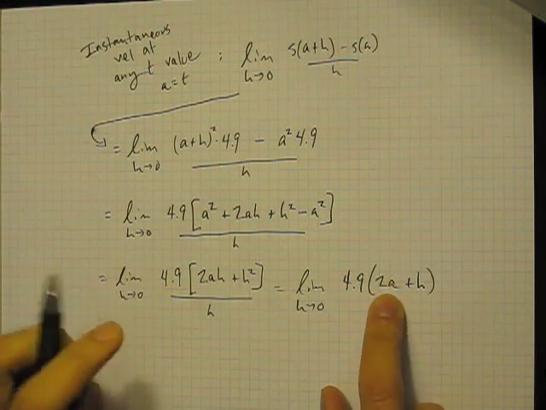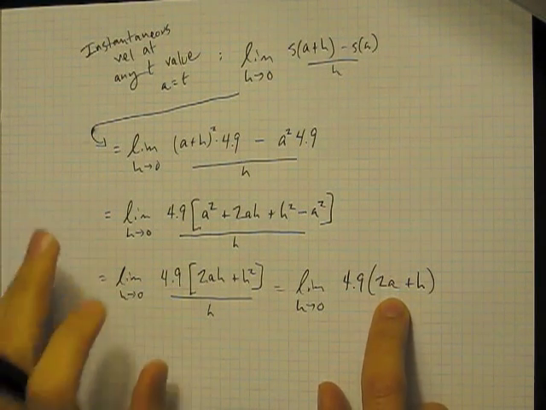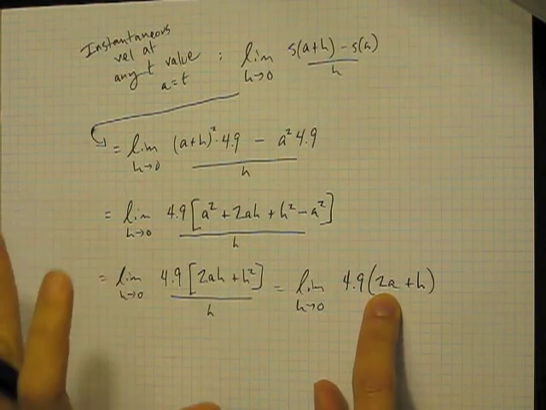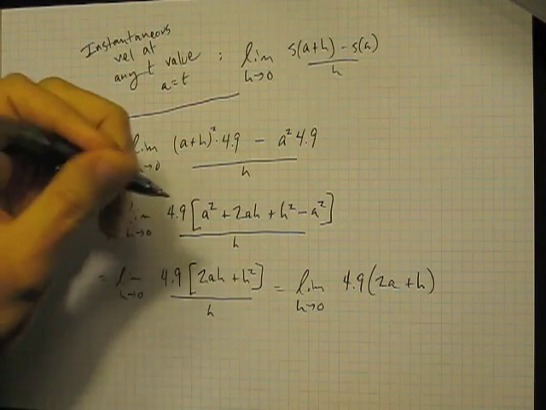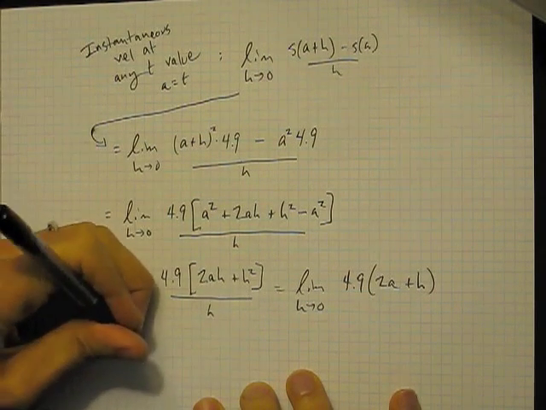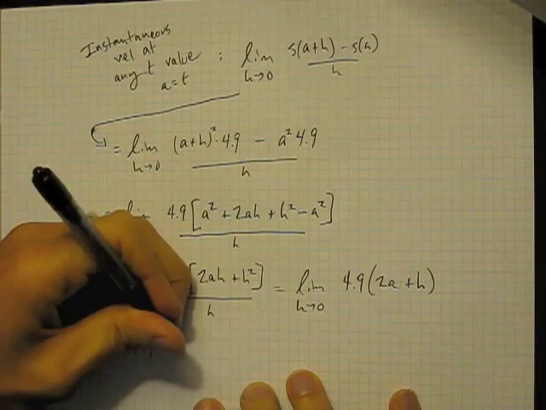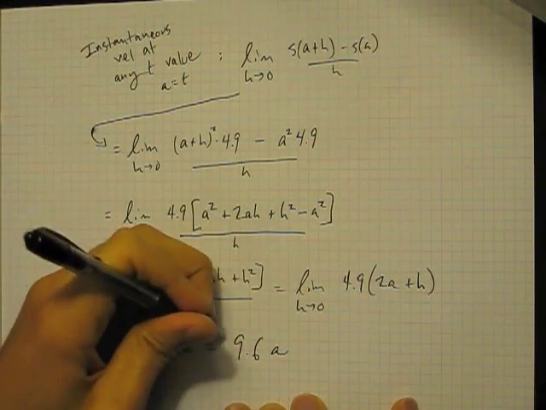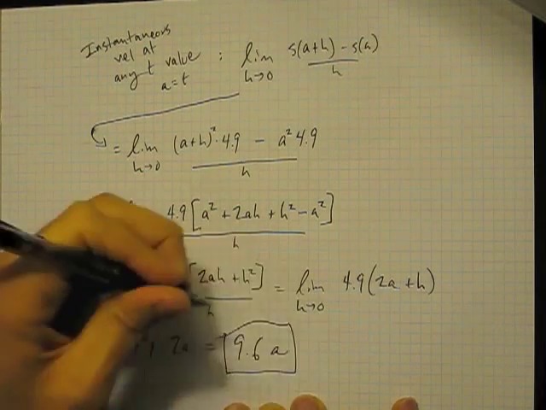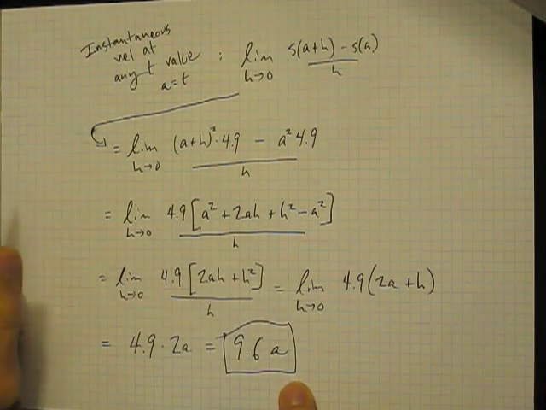And again, a is just a number that is being fixed for us, so that will just stay there. In particular, it does not depend on h. And so we can just let h go to 0 in this expression, and so we get the answer 4.9 times 2a, or 9.8a. So this is our instantaneous velocity at t equals a.